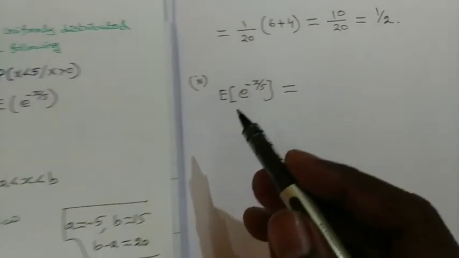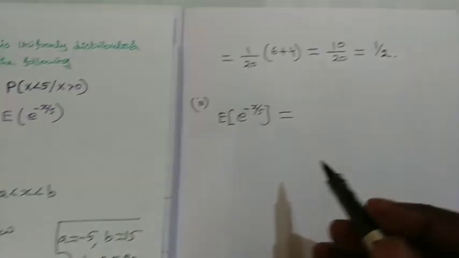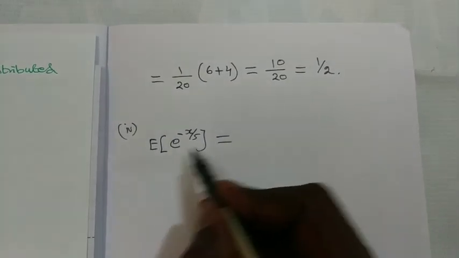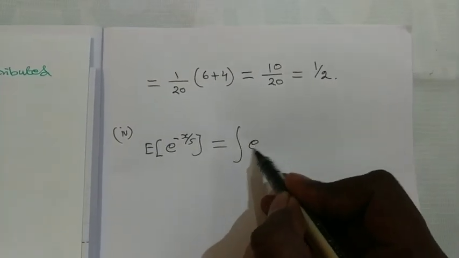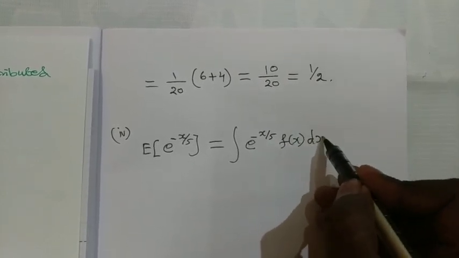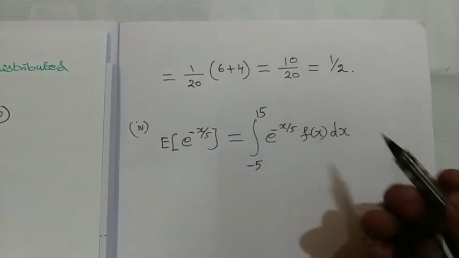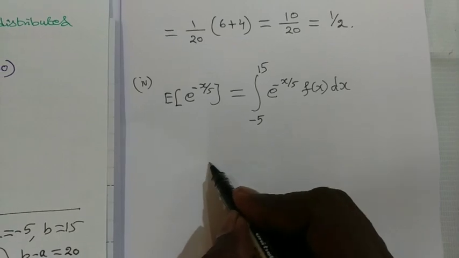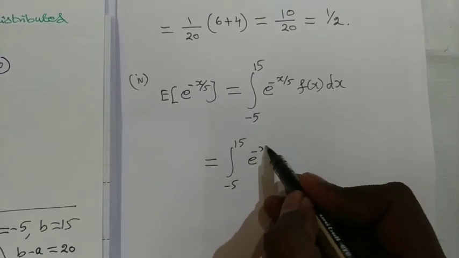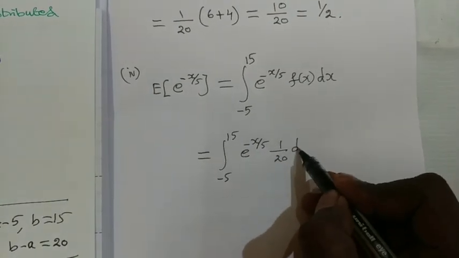Okay, next I am going to find out the expectation of e power minus x by 5. The formula is the integral of e power minus x by 5 into f of x into dx. The range given from the problem is minus 5 to 15. So now integral minus 5 to 15 of e power minus x by 5, where f of x is given by 1 by 20, into dx.